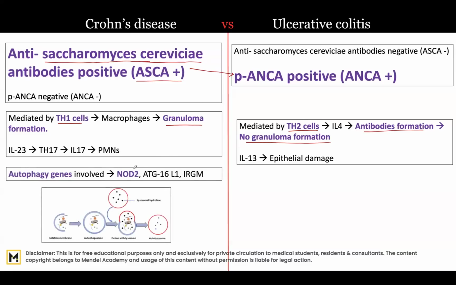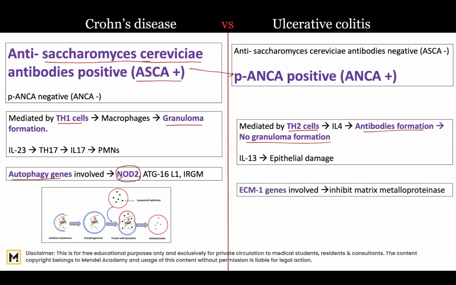Autophagy genes are involved. There is one called NOD2, nucleotide-binding oligomerization domain 2. Now, this is part of the innate immunity apparatus, which helps in the process of autophagy. You know what autophagy is? It's basically when the self organelles are phagocytosed with the help of a lysosomal hydrolase, and an autolysosome is formed. So NOD2 is associated with Crohn's disease. That is something you have to remember.